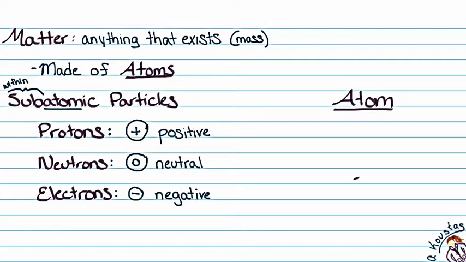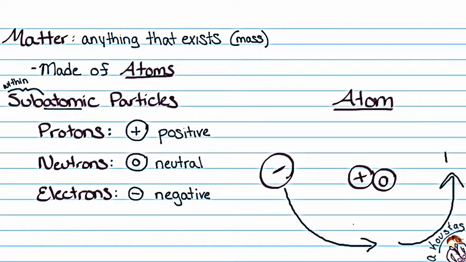To the right, I'll have a picture of a basic atom. The proton and the neutron are always in the center of the atom, called the nucleus, while the electron zips around on the outside of the atom. This is what we refer to as the electron orbital, or the outer shell of the atom. So we have the positive proton and the neutral neutron in the middle, and the electron, which is negatively charged, going around on the outside.